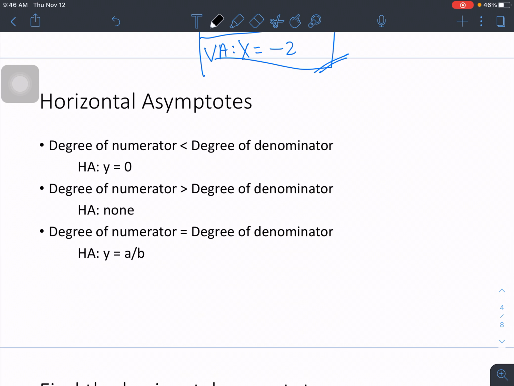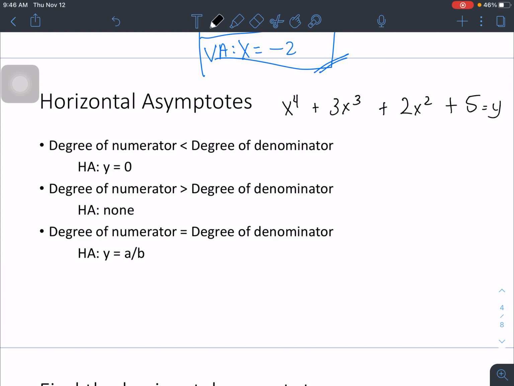Okay, so we'll be discussing horizontal asymptote. When determining the horizontal asymptote, it is important to identify the degree of the polynomial in a rational function. For example, I have here a polynomial given as x raised to 4 plus 3x cubed plus 2x squared plus 5.